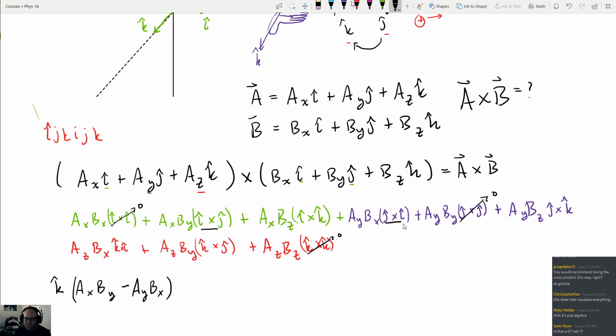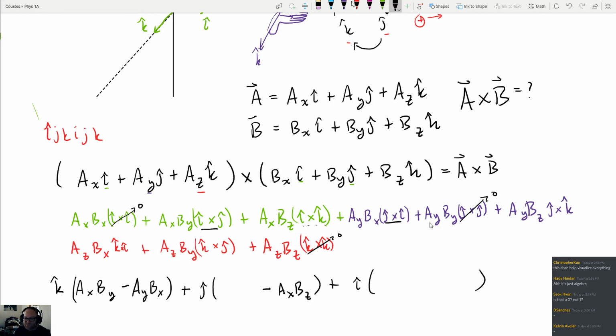Okay, so now we've done the two terms that are underlined there. And there's also going to be a J hat term, and there's also going to be an I hat term, like this. We're grouping terms to make things go a little faster here. What is the J hat term going to look like? Well, it's going to have to come from stuff like I cross K. But is I cross K positive or negative? It's negative, right? So that'll be my negative term, AXBZ.